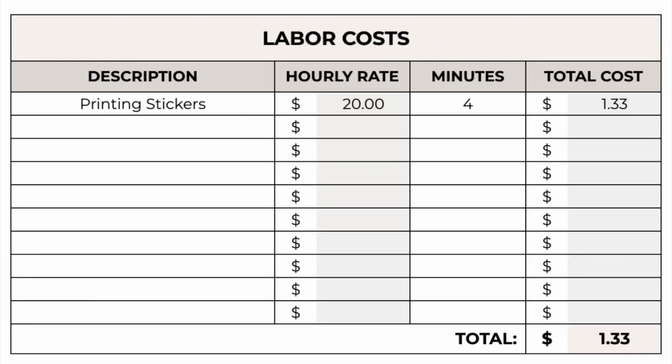To calculate labor costs, you'll head over to the Calculator Single Product tab and then head to the Labor Costs section. The description will be printing stickers. To determine your hourly rate, you can literally Google what is the minimum wage in your location and gauge your rate from there. What's great about the product pricing calculator is that you can play around with different prices. So you can see what the cost would be if you charge $20 an hour, $25 an hour, more than that.